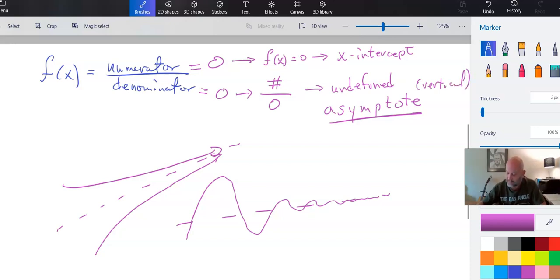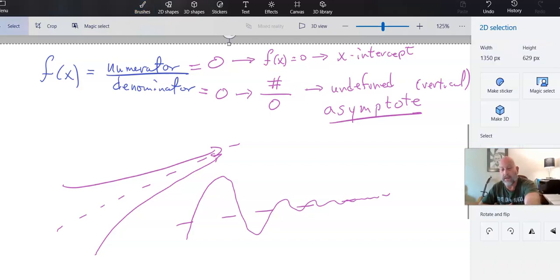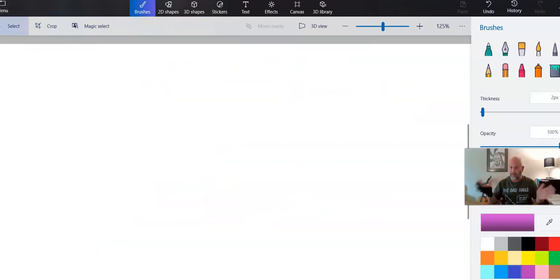Okay, so we're going to take a look at what that means. Let's go ahead and get rid of this. So remember what we just said: if the numerator is zero, the function has an x-intercept. If the denominator is zero, the function has an asymptote. So let's take a look at these. I'm going to sketch a graph of sine and cosine here.